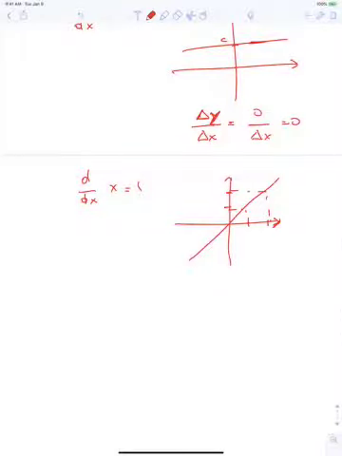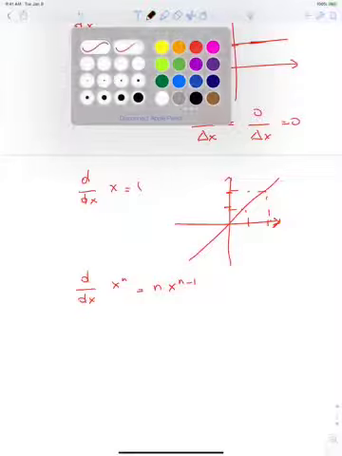Well, in general, if you have a polynomial, this is going to be n times x power n minus 1. We could prove this one here using the limit of the incremental ratio, but we're not going to do that. I assume that you already know that, or you have already seen that in calculus.